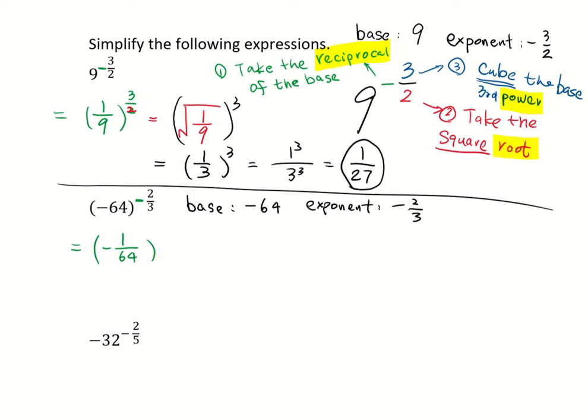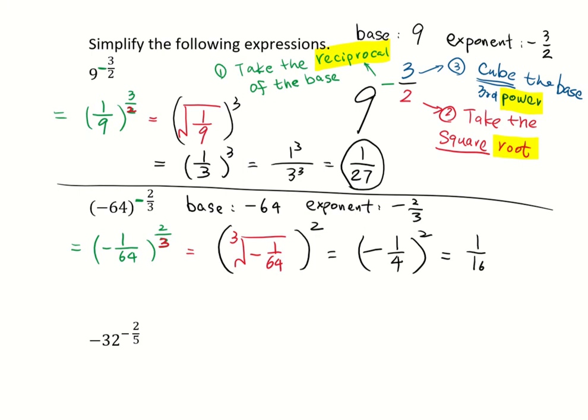Okay, then to the power of 2 over 3. Now we'll use the denominator of the exponent to take the root. Since it's 3, it's cube root. So cube root of negative 1 over 64, then what's left is the 2, so we square that. Okay, cube root of negative 1 over 64 is negative 1 over 4. And whatever we have here, negative 1 over 4, we square it. So since negative times negative is positive, the answer is 1 over 16. That's the answer.